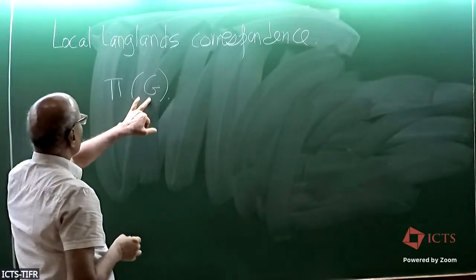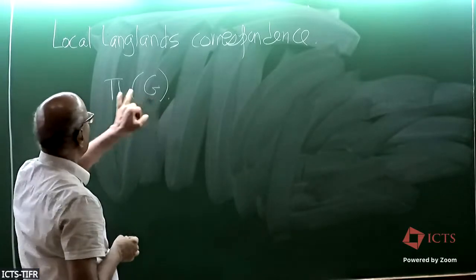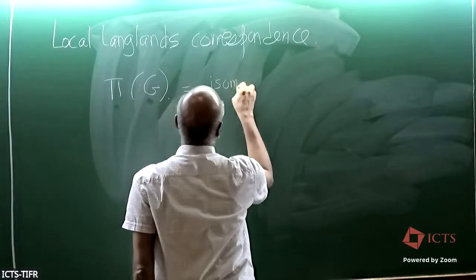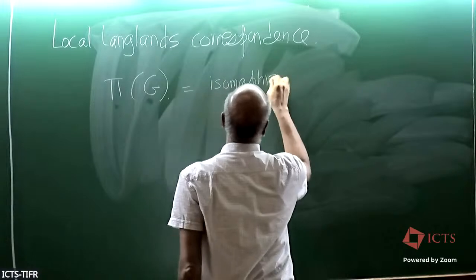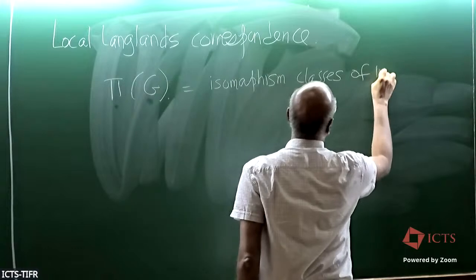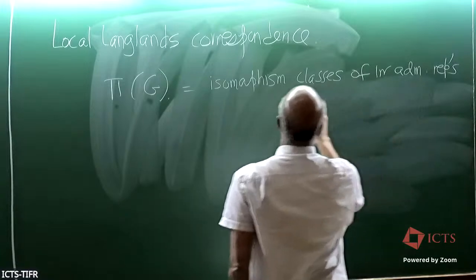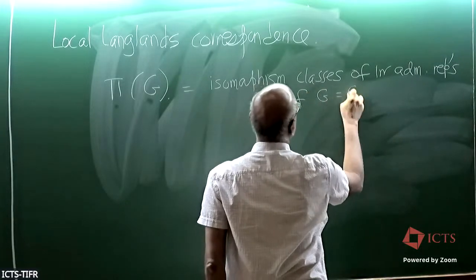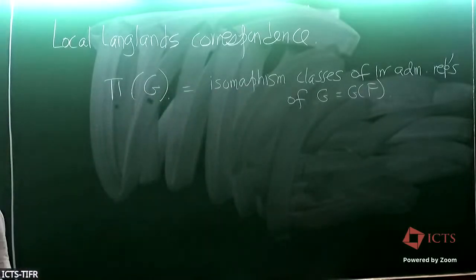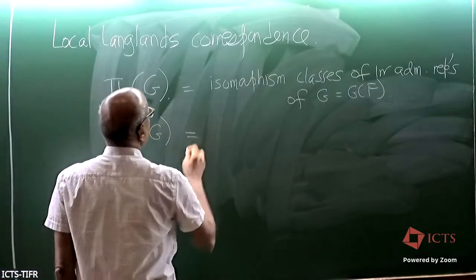So let us say G denotes a reductive p-adic group, and Pi(G) consists of isomorphism classes of irreducible admissible representations of G, where G is G(F). And then there is the parameter set Sigma(G).